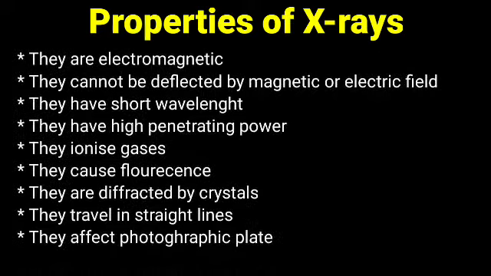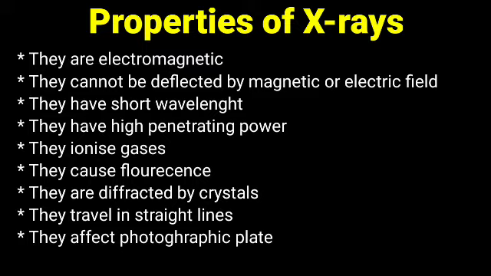Let's look at properties of X-rays. There are various properties of X-rays. 1. X-rays are electromagnetic in nature. 2. X-rays cannot be deflected by either an electric field or a magnetic field. So an electric field cannot deflect X-rays, and the same thing, a magnetic field cannot deflect X-rays. The third property is that X-rays are of short wavelength. Fourth, they have high penetrating power.